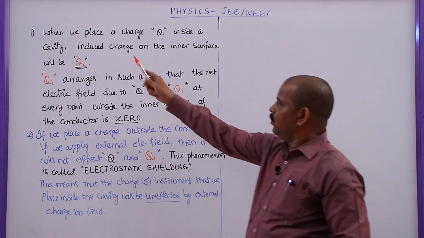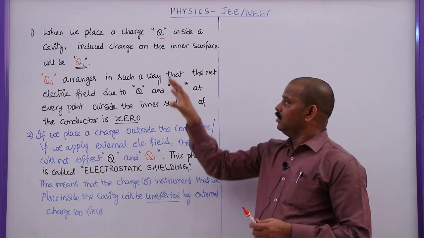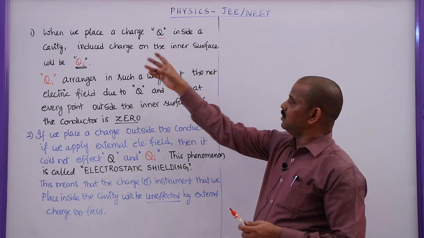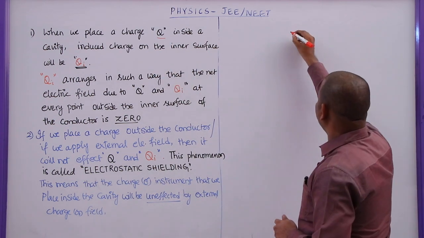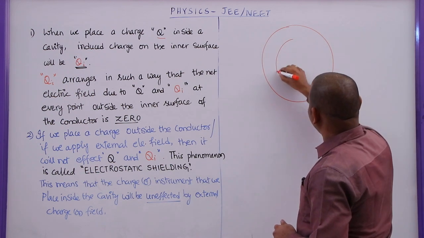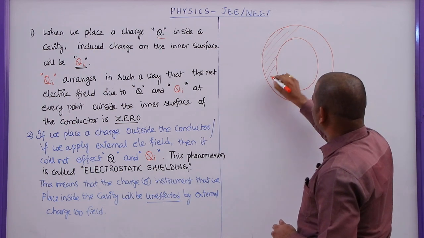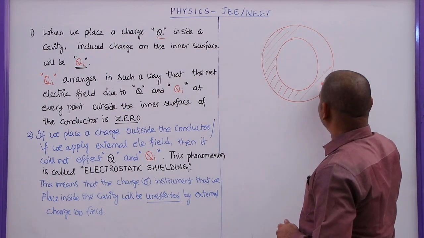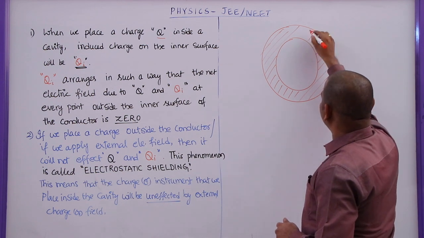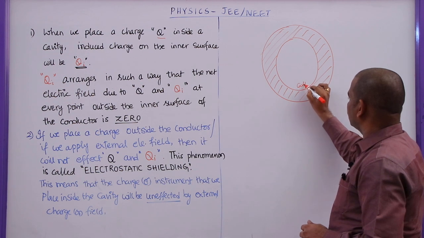Here, when we place a charge Q inside a cavity, the induced charge on the inner surface will be Qi. So let me take one sphere, and this is a cavity inside it. This is the conductor surface, the solid surface, and this is a cavity.